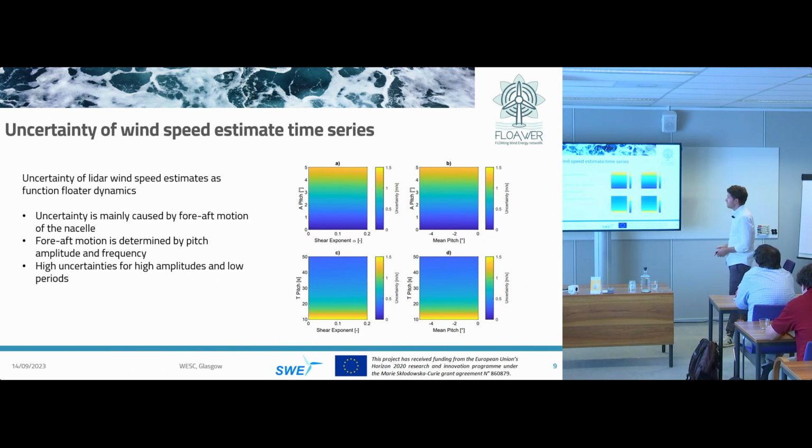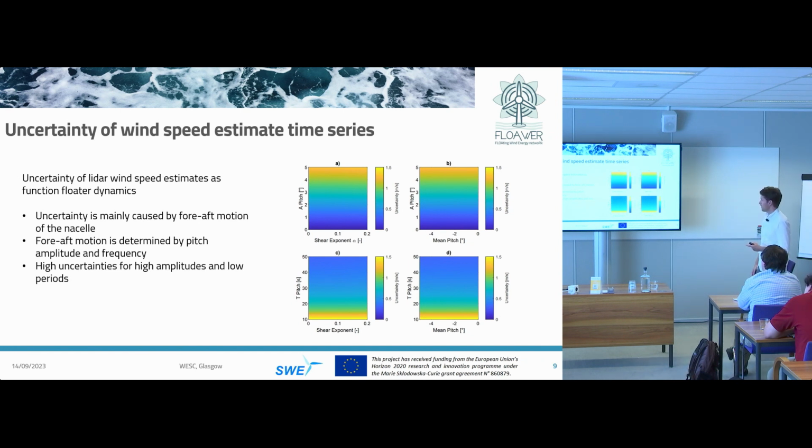So the second part is uncertainty of wind speed estimates in the time series. So the uncertainty in each individual data point, what kind of error do we have there? And again, we did this parameter study and learned basically that this uncertainty is, first of all, 1 order of magnitude higher than the bias, so it's around 1 meter per second. And it's mainly caused by the fore-aft motion of the nacelle, which is in turn a result of the pitch rotational displacement of the floater.